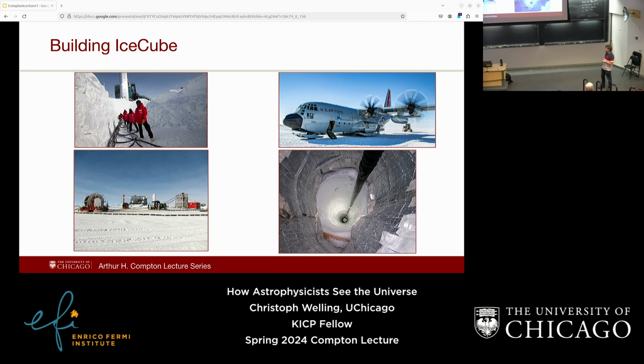The holes they drilled with what's called a hot water drill, so it's fairly easy. You just push hot water into the hole, you melt the ice, and get the water out again. It's this giant thing. It takes like 10 people to operate. It basically looks like a little city. And then eventually you have the holes, and you can see here one of these digital optical modules, called DOMs, being lowered in.